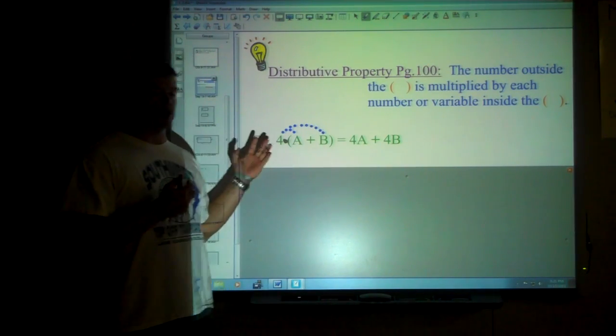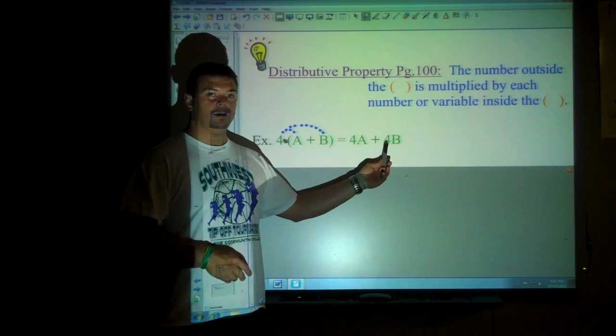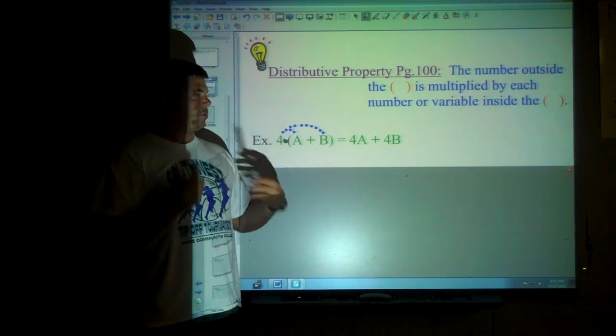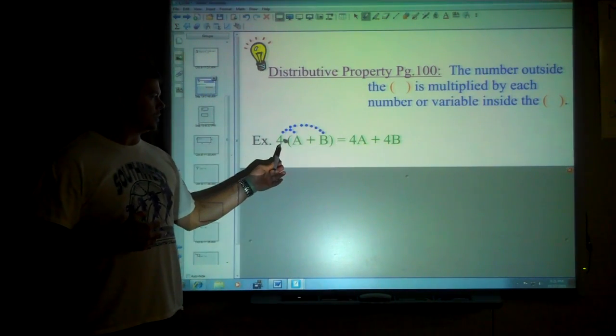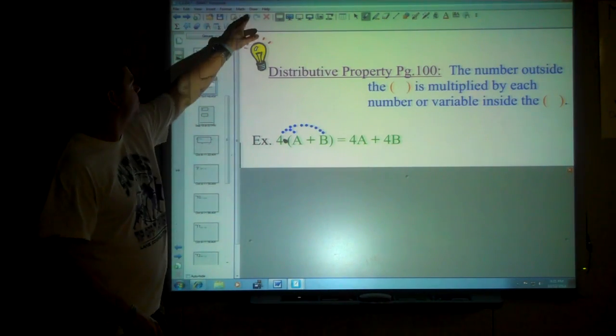It does work to reverse as well. If you can look at a problem and see that there are two values that have something in common, a factor in common, then you could use a reverse distributive property and pull out what's in common, and leave what was not in common. So it does work both directions.